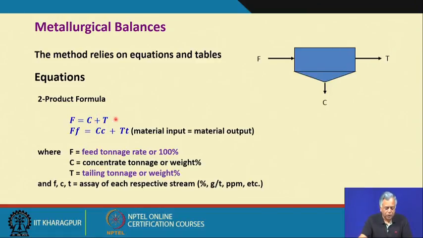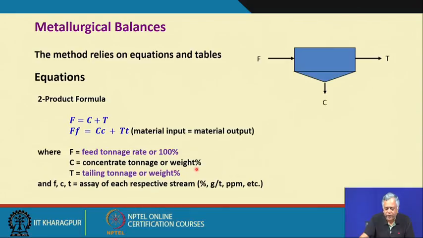Here F is the feed tonnage rate, or, for reducing the number of variables, we can take it as equivalent to 100%, or, if it is a fraction, 1 unit, or maybe 100 units. Capital C is the concentrate tonnage or weight percent, and capital T is the tailing tonnage or weight percent. That means if F is 100 tons of material and C is 60 tons, then 100 minus 60, that is 40 tons, I automatically get, assuming no loss and no accumulation, that is, steady state.